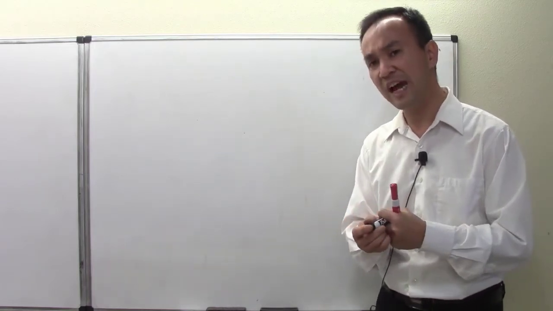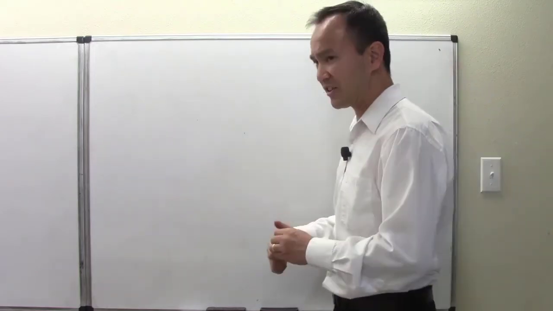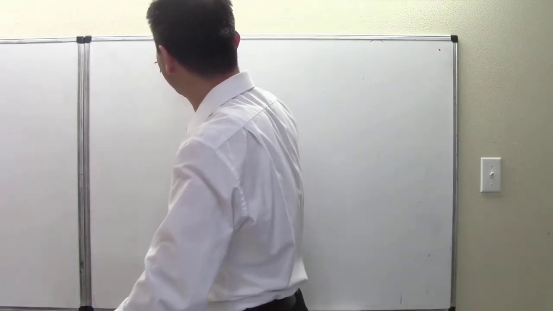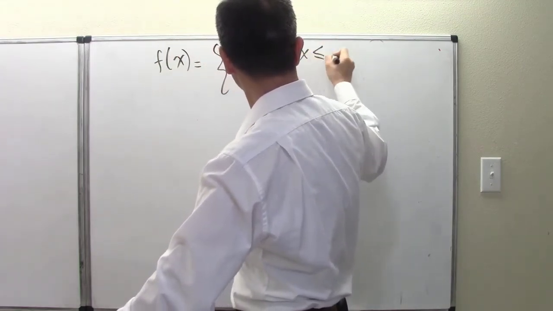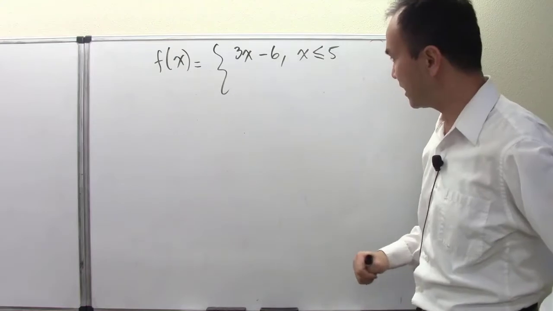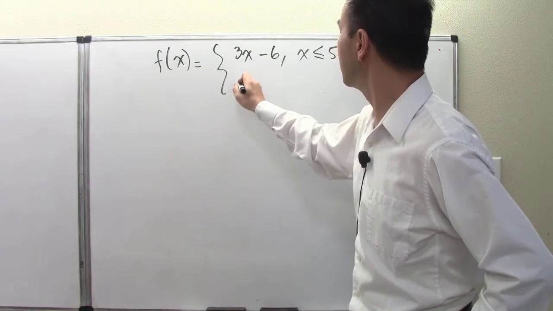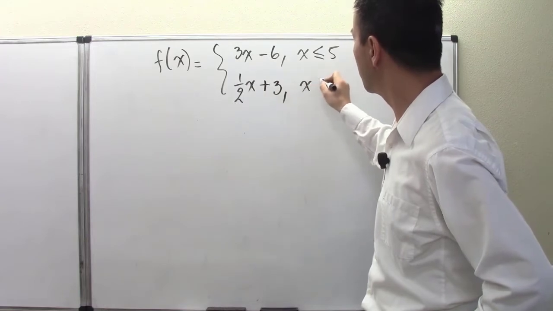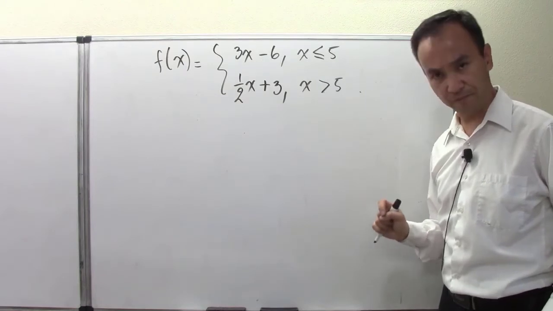Let me introduce the idea of what the graph of a piecewise function looks like first. Again, this is not a formal example yet. I'm going to bring back that earlier, beginning problem where I demonstrated the idea. f of x equals 3x minus 6 when x is less than or equal to 5, and 1/2 x plus 3 when x is greater than 5. All right, let's look at the graph.